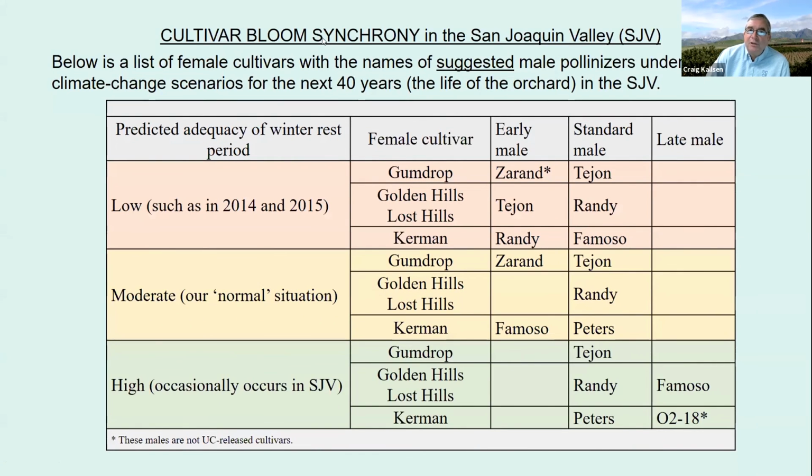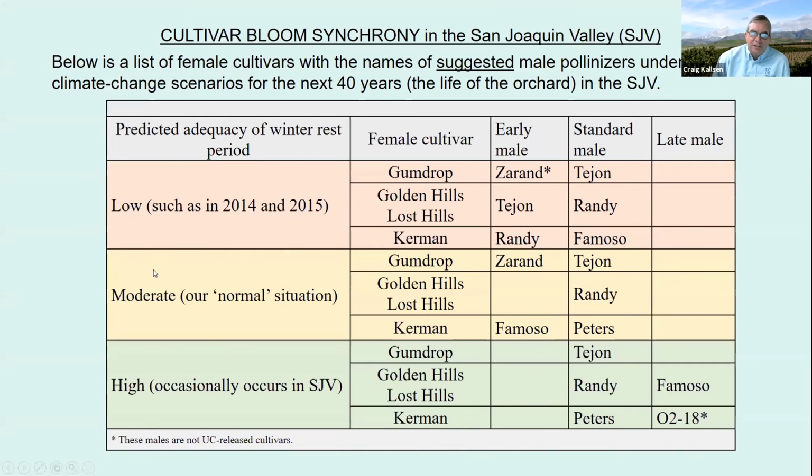I think this is an important table here. It describes the synchrony between male and female trees in the San Joaquin Valley. And I put this decision on which males I'm going to use back on you. It depends what you think the future is going to bring as far as the adequacy of the winter rest period. This is really a dominant determiner of bloom synchrony. So I have described a low type of year where we get very poor chilling or a poor winter rest period, such as happened in 2014 and 2015.